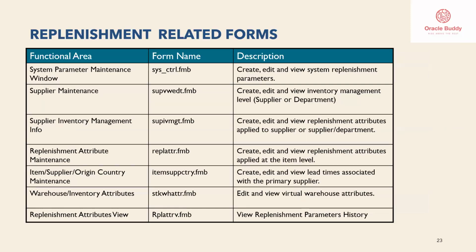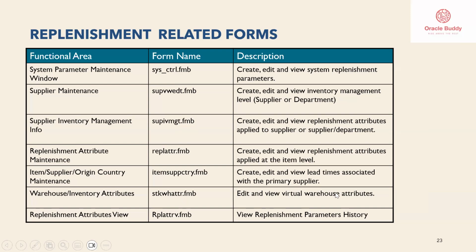Replenishment related forms. So these are the forms for replenishment, just like this. To view any system replenishment parameter, this form is for viewing inventory management level at supplier or department level. Attribute.fmb is to edit or view replenishment attributes. Item subcountry.fmb is for the lead time associated with the primary supplier.